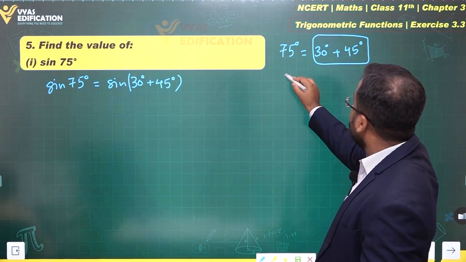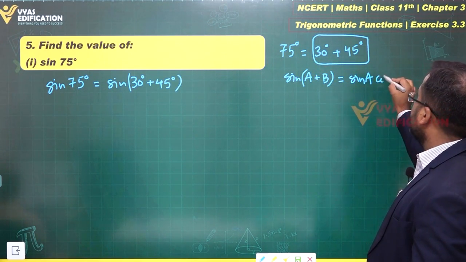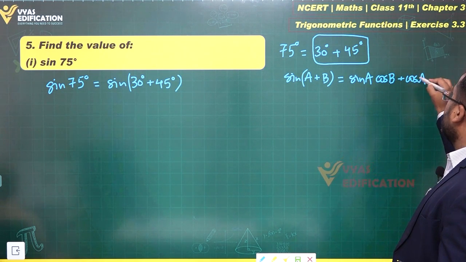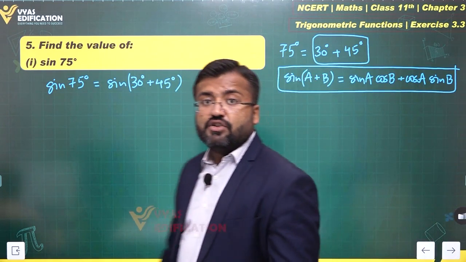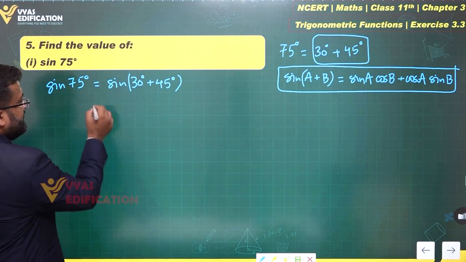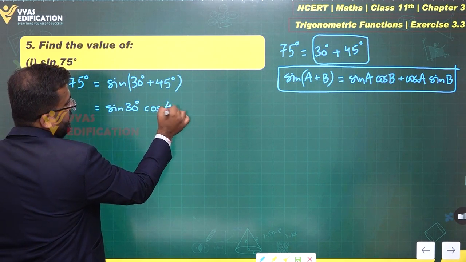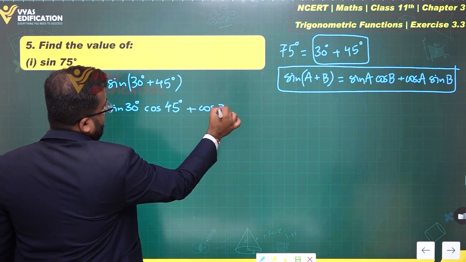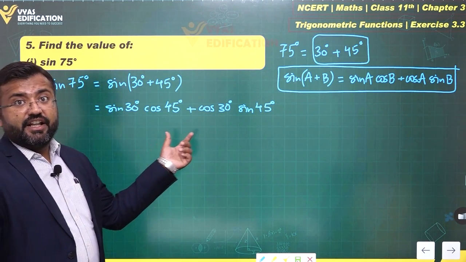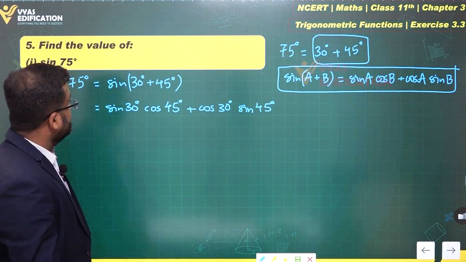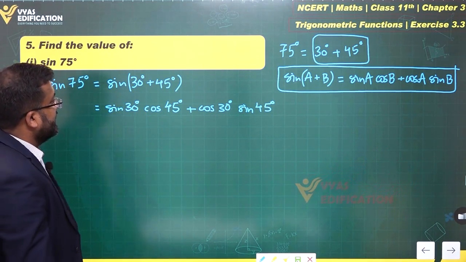Now what does the formula of sine A plus B look like? Sine A plus B is actually equal to sine A cos B plus cos A sine B. This is what it looks like, so we can apply that formula. Let's do it. Sine A plus B is sine A cos B plus cos A sine B. Sine 30 degree cos 45 degree plus cos 30 sine 45 degree. That's what you get, right? I hope that's correct. Yes, this is correct.